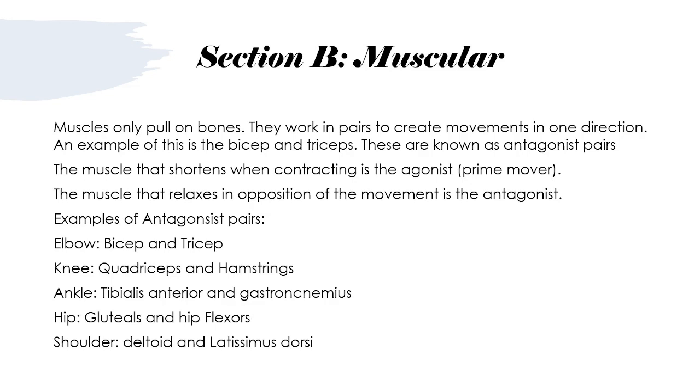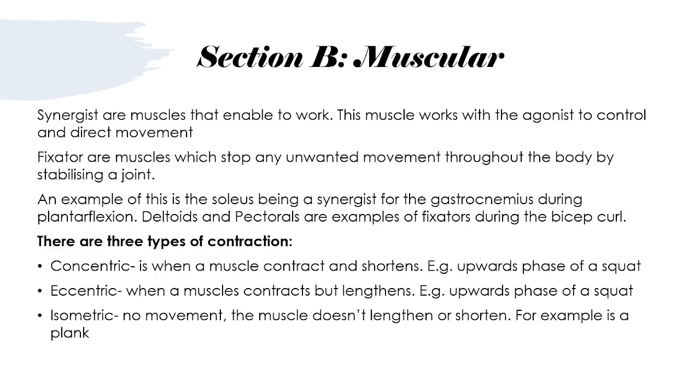Examples of some pairs, we've also already said the bicep and tricep. That can be seen at the elbow. You've got the knee as well, which has quadriceps and hamstrings. At the ankle, you've got tibialis anterior and gastrocnemius. Hip, gluteals and hip flexors, and shoulder, deltoid and latissimus dorsi.